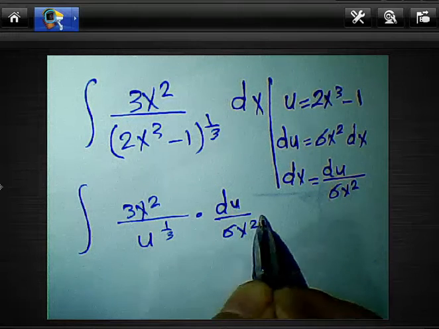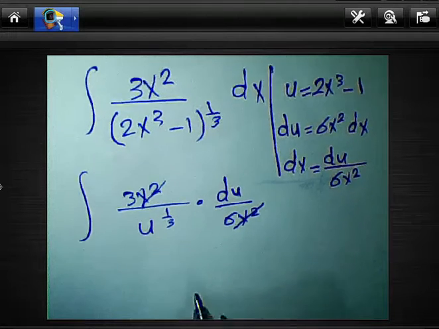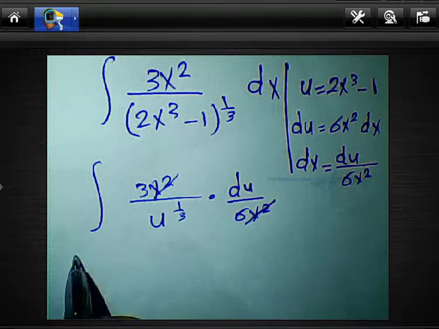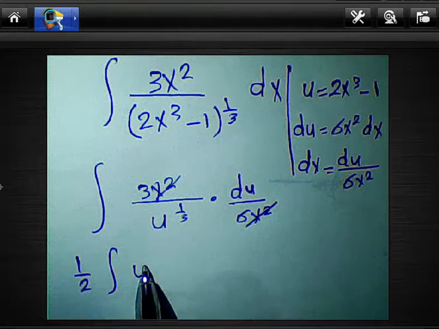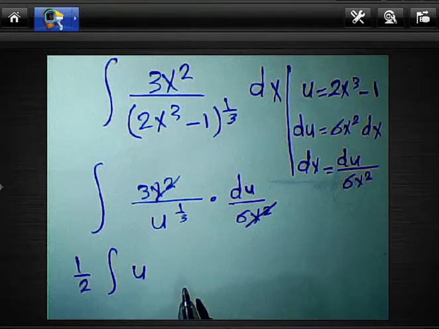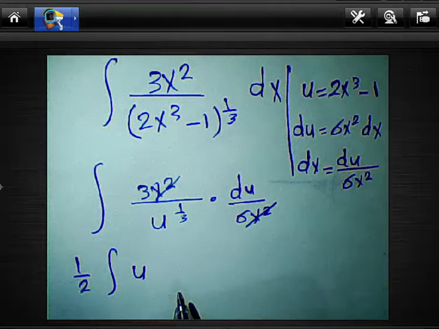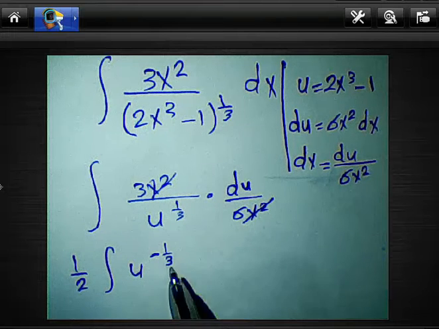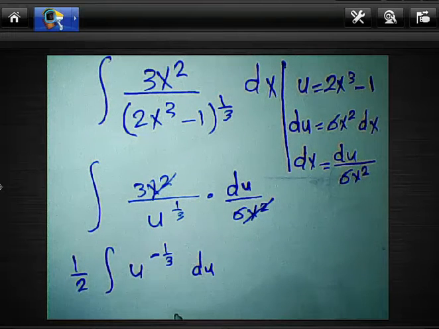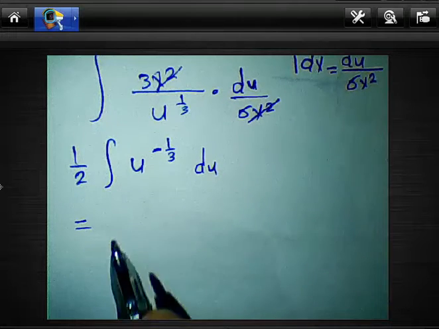Okay, we can cancel x^2 with x^2, and 3 divided by 6 equal half. And we have u^(1/3) in the denominator. You can write it from denominator to numerator by inverting the sign, so the sign will be negative, du. Okay, you can find the result here.